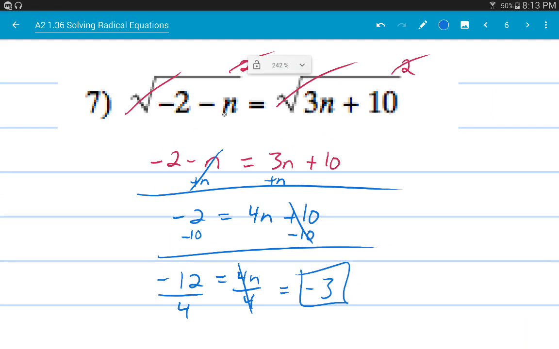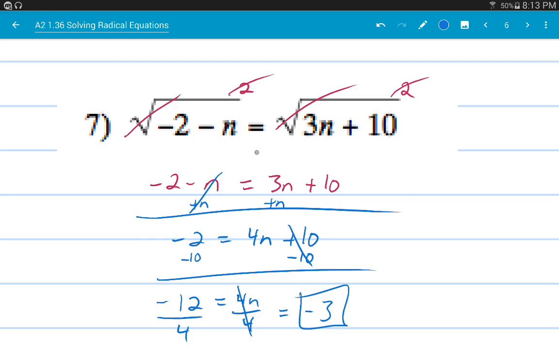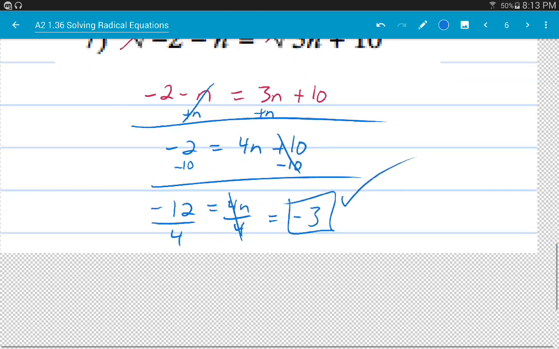Now if I plug this back in here, negative 3 for n, this left side becomes the square root of 1. And this right hand side, if I plug the negative 3 in here, this becomes the square root of 1. So they are equal. This does indeed work.